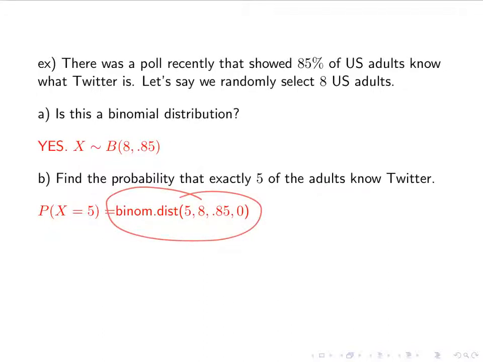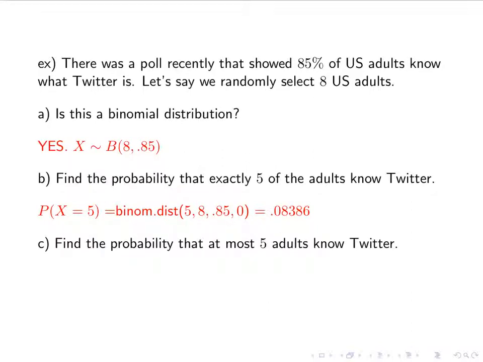Okay, so hopefully you've done it, and hopefully you got 0.08386. It's not a very high percentage, and that's because, first of all, you're looking at exactly 5. That's usually smaller than if you're looking for at most 5 or at least 5. And then it already says that 85% of adults know what Twitter is, so it's more likely than not it's going to be more than 5 of the 8 people.